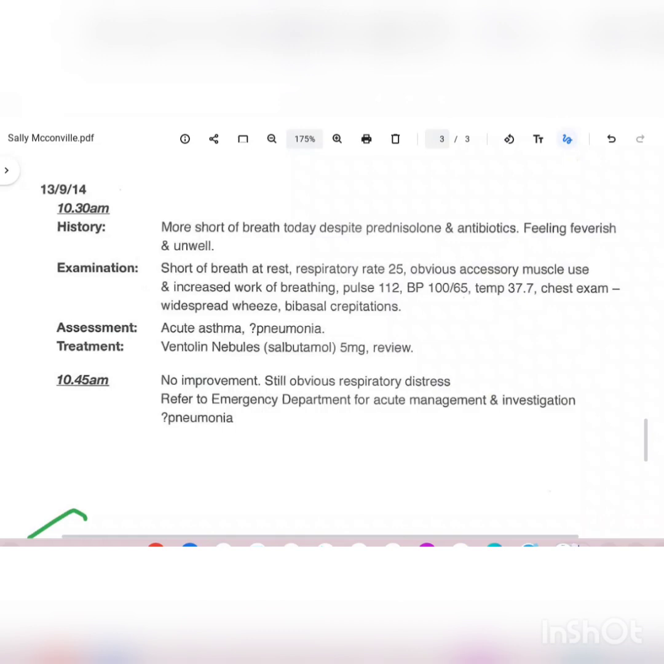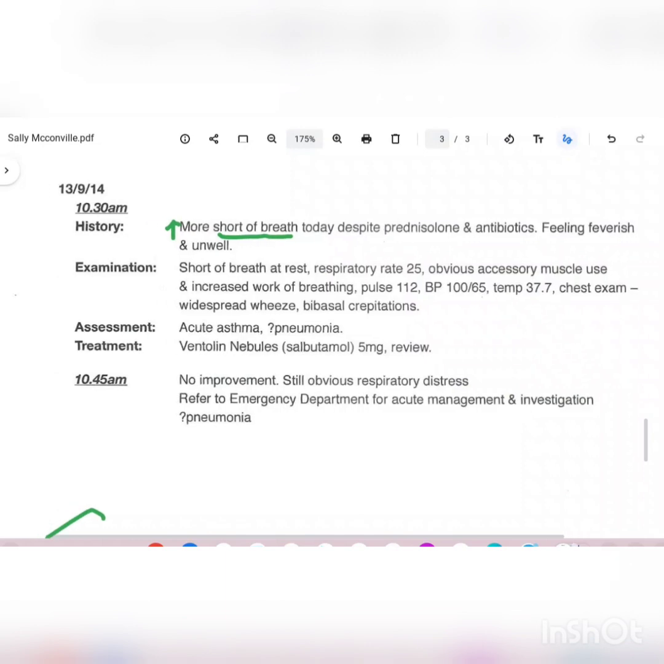Okay, so 13th of 9, 2014, 10 a.m. History: more short of breath. So definitely, it says short of breath, despite prednisolone and antibiotics, yet it's still more short of breath. Previously it was less, now it has increased. Medication history has to be there, so you need to be aware of that later. Feeling feverish and unwell. So the patient has got a fever and is not at all well.